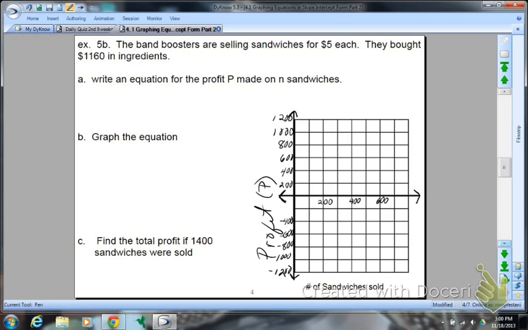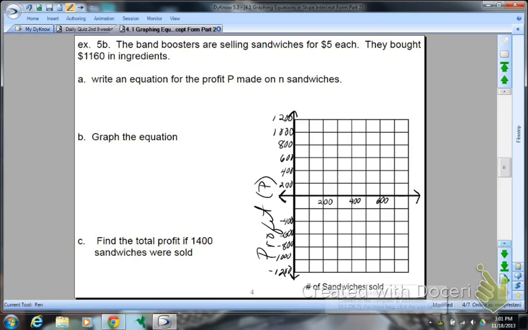Okay, example 5b says the band boosters are selling sandwiches for $5 each. They bought $1,160 in ingredients. Write an equation for profit P made on N sandwiches. So instead of X and Y, they told us to use P and N.